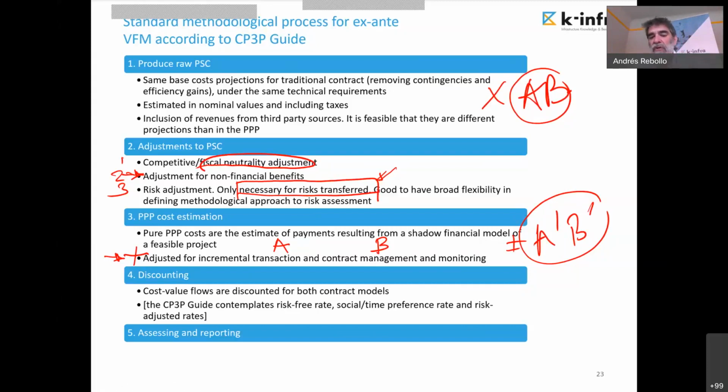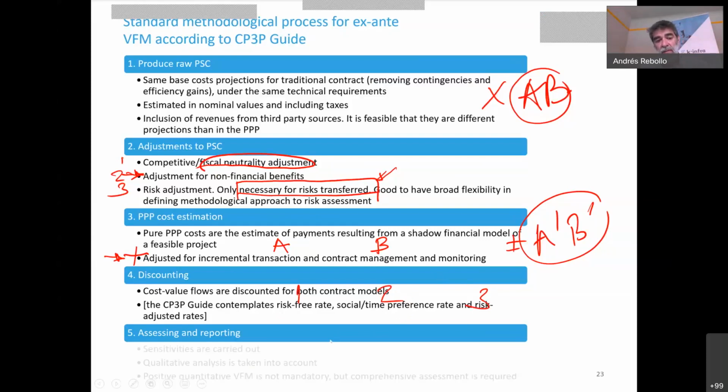And according to the guide, they don't say good practice or bad practice. They say you can use the risk-free rate or the social time preference rate. Risk-free rate is a financial rate, which is the financial opportunity cost of the government, the cost of the debt for the government, social time preference rate, and some risk-adjusted rates. This is pretty much reflecting properly the reality that we will see later on in different countries.